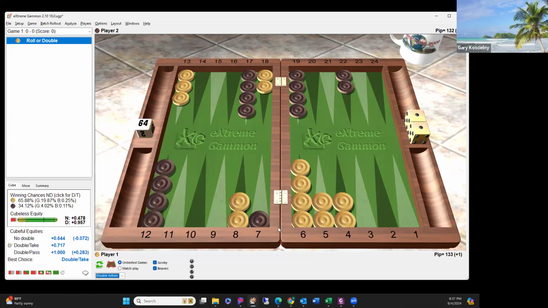The point is you've got enough to double, and black has enough to take, because first of all, you may not hit, and second of all, if you hit without pointing, you can come back and hit back. And even if you don't do that, white still has to extract those 2 checkers. So it's enough for a take.